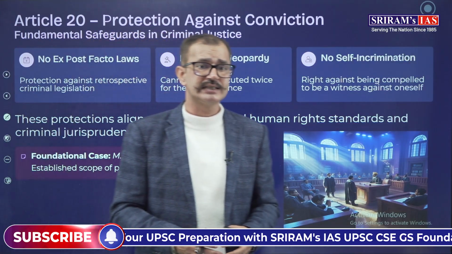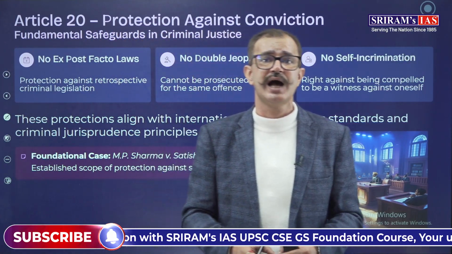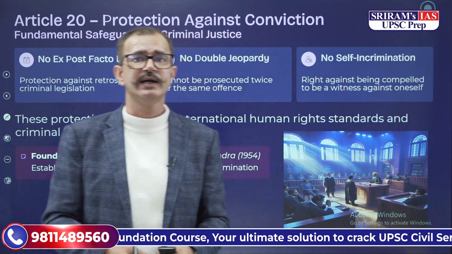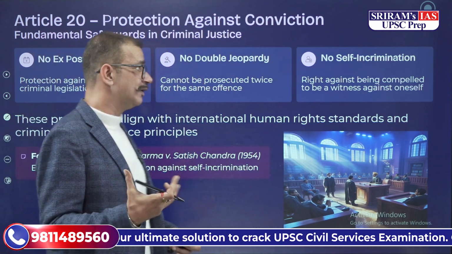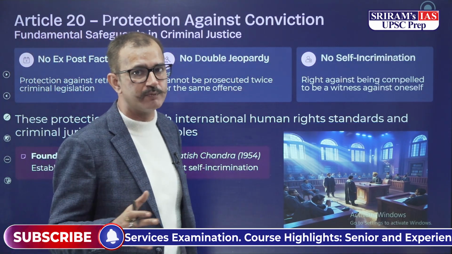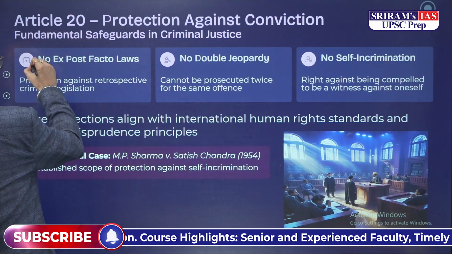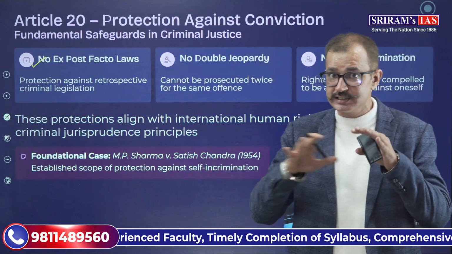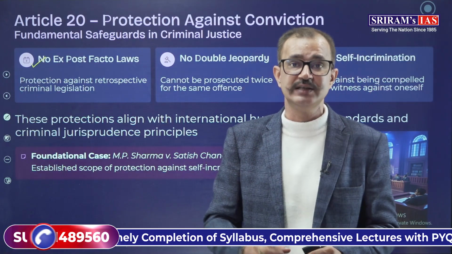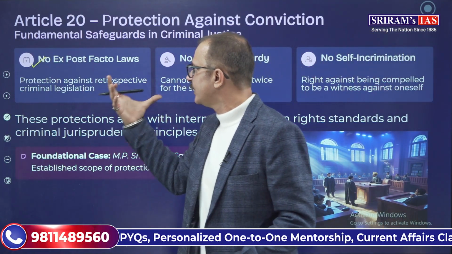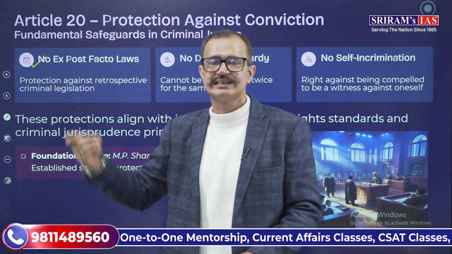The next is Article 20, which provides protection against conviction. It is a safeguard provided in the criminal justice system, and over here there are three rights which have been provided. The first one is no ex post facto laws. That means in the criminal justice system, not in civil jurisprudence, there would be no retrospective legislation applied.